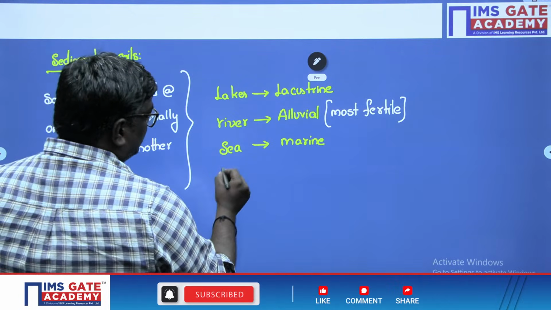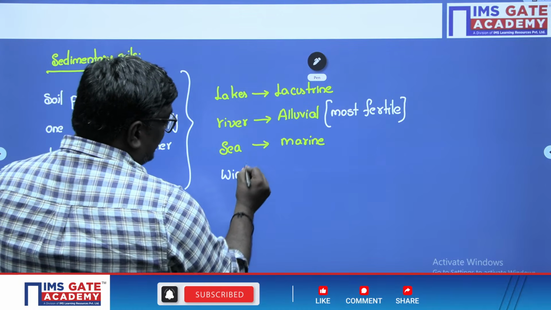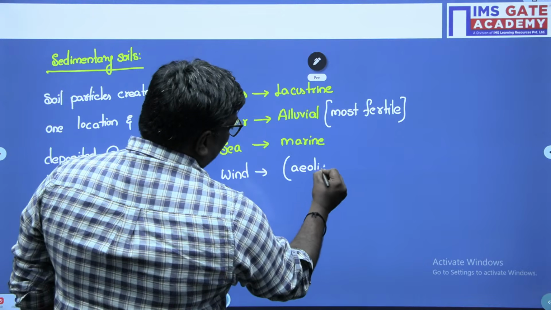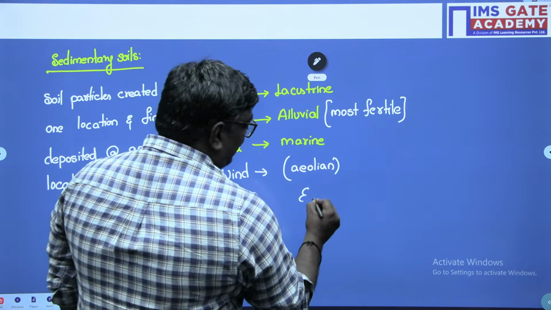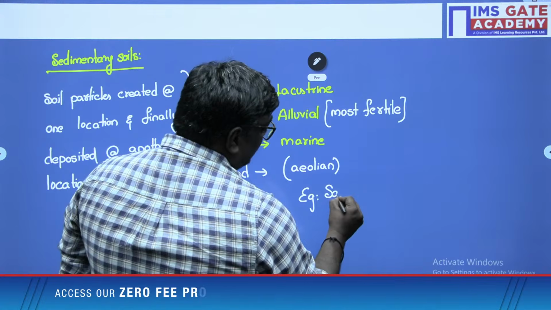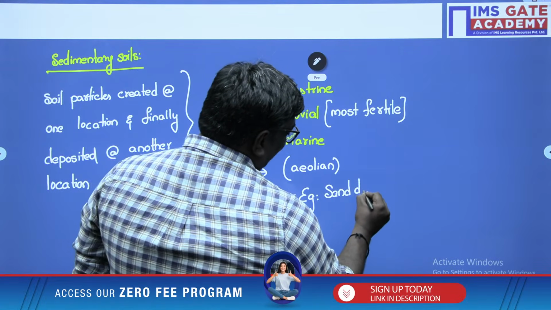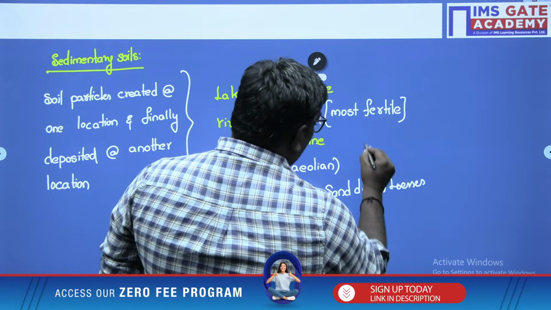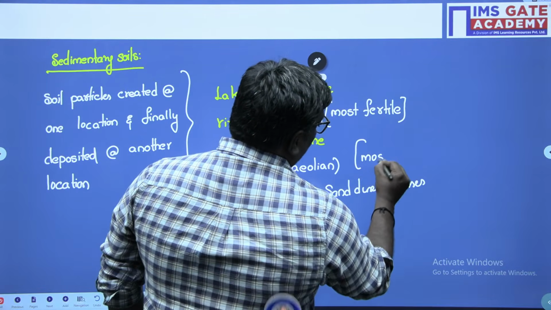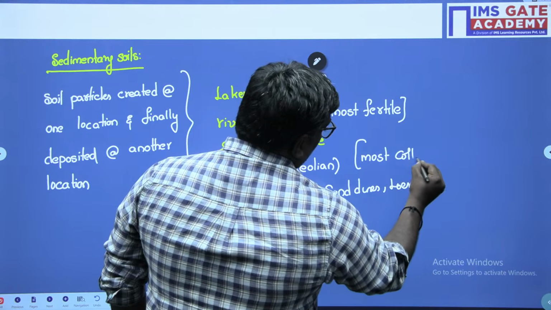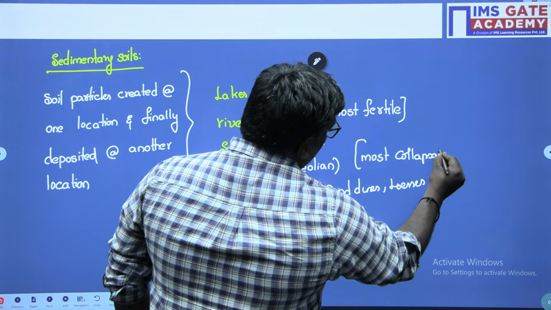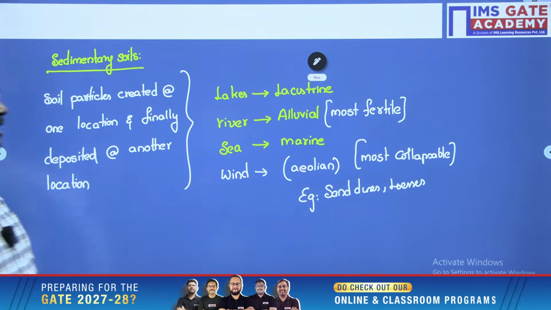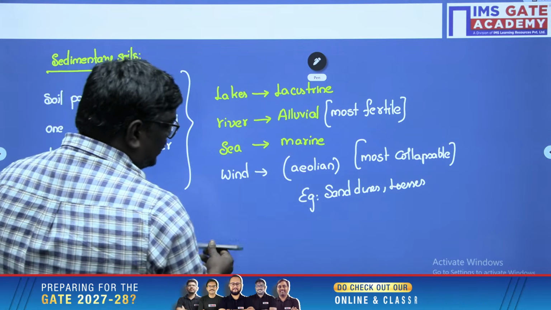Similarly, we have soils deposited by wind. Wind means it is a very weak soil, sir. These are called aeolian soils. Examples you find in deserts are sand dunes and loess, sir. This is the most collapsible soil, and we find this type of soil usually in deserts. Any doubts in these things, my dear students? So one is lakes, lacustrine; rivers, alluvial; sea, marine; wind, aeolian soils.